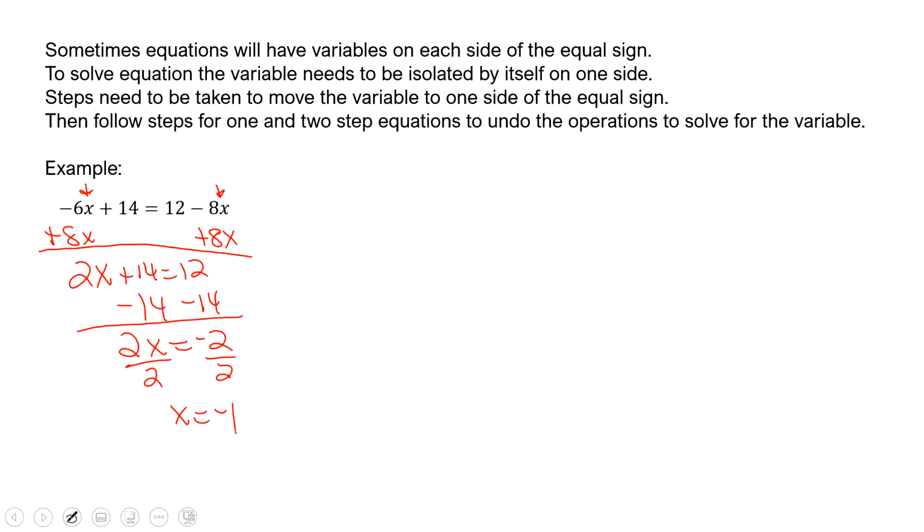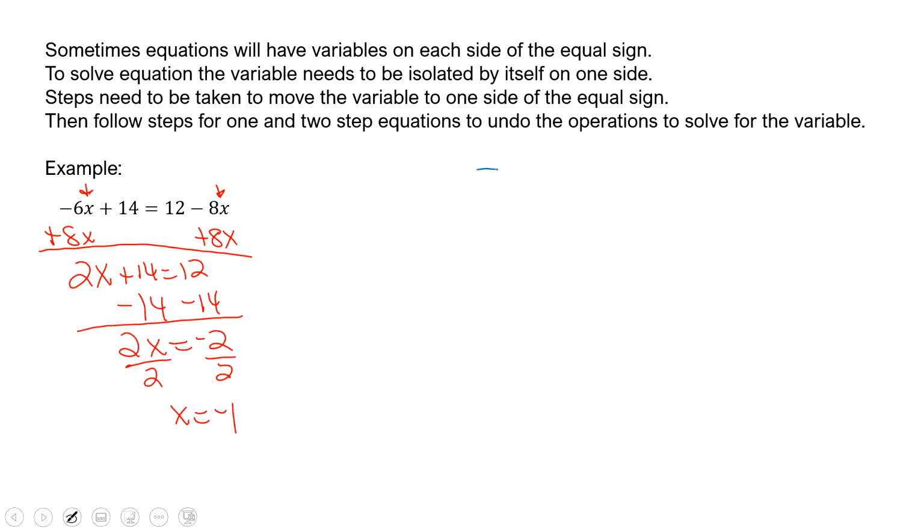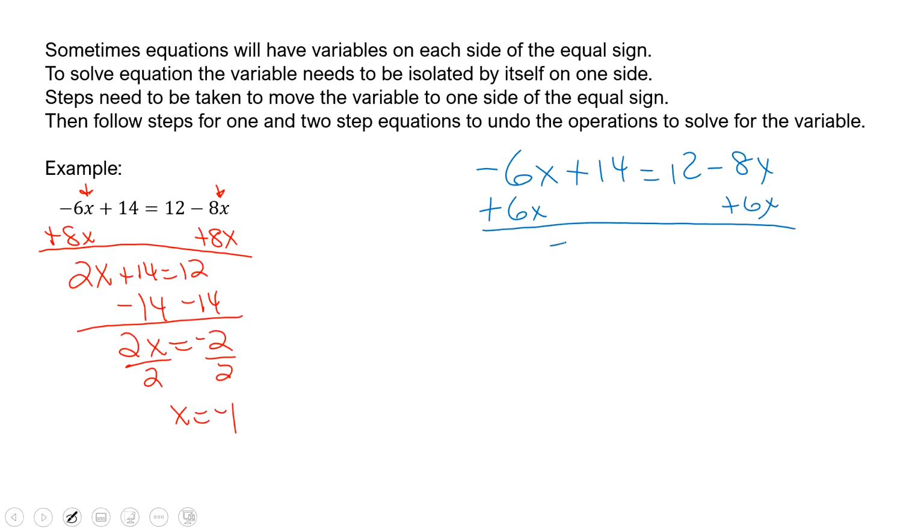Like I said, you can do whatever you want to do. We could have moved it to the left. I will actually show you. We could have done that this way here. If I start over here, minus 6x plus 14 equals 12 minus 8x, and I add 6x to both sides. Here I have plus 14 equals 12 minus 2x. Now I'm going to subtract 12 from both sides.